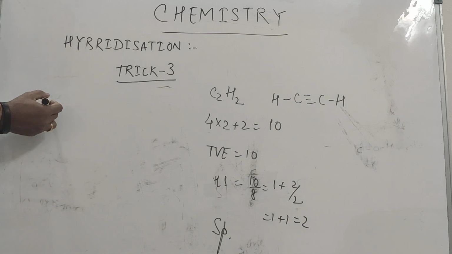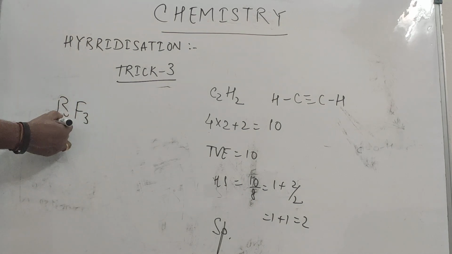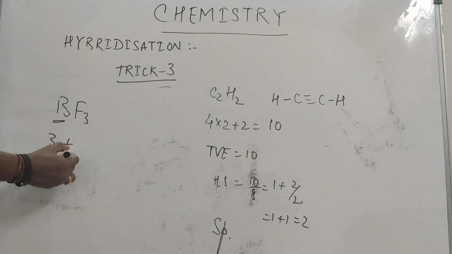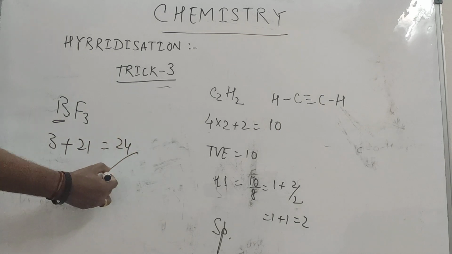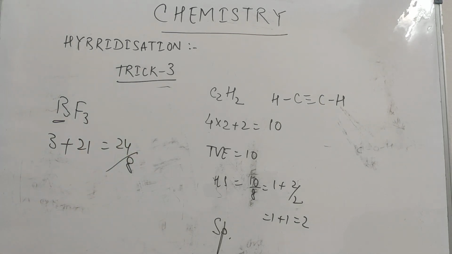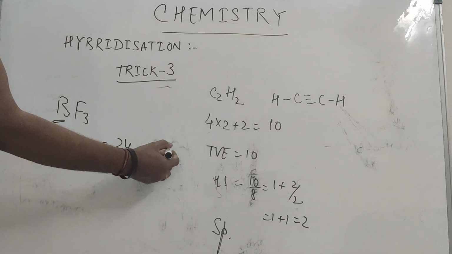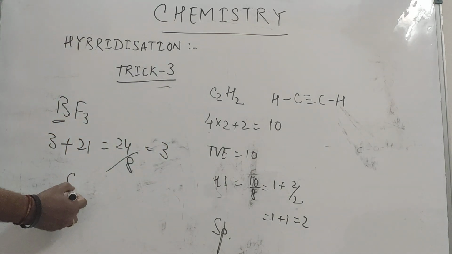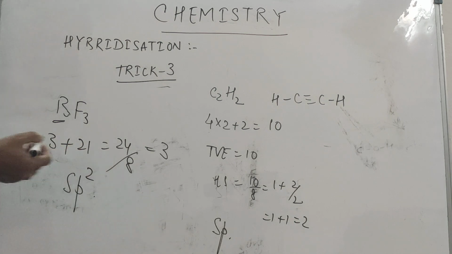Suppose if you want to see BF3. Boron's valence electron is 3 and fluorine is 7, 3 sevens are 21, so it is 24. If we divide 24 by 8, it is exactly divisible and it gives 3. So that means the hybridization of boron is sp2. If you see the structure, it is planar. So the hybridization of boron in BF3 is sp2.